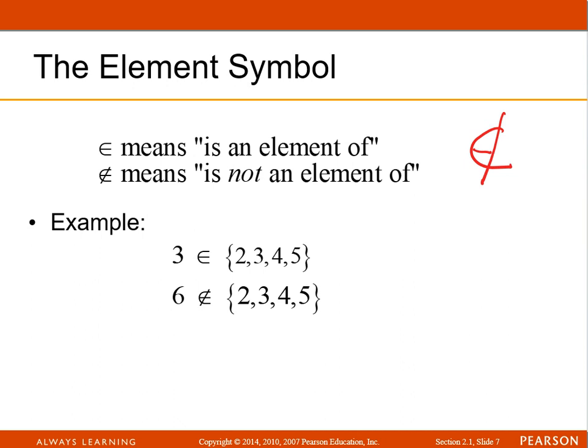So when you look at the first one, they want to know, is the number 3 an element? Yep, he's right there. I see him. But when you go to the second one, which is the number 6, and I look at all these numbers, there's no 6, so he's not an element. That's all that means.